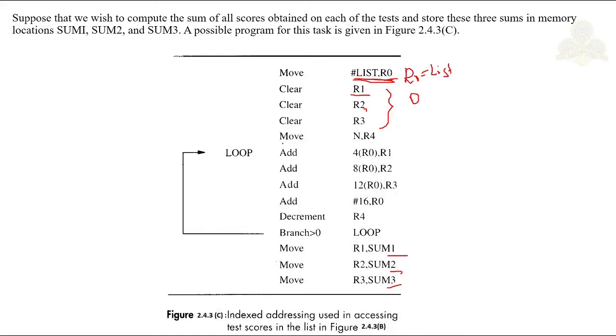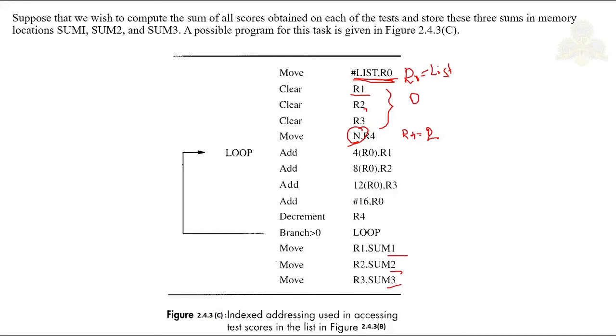Next, we have the instruction move n comma R4. Here n denotes the number of students. Suppose there are two students present, then R4 contains 2. Okay, n is our assumption, that is, two students are present.